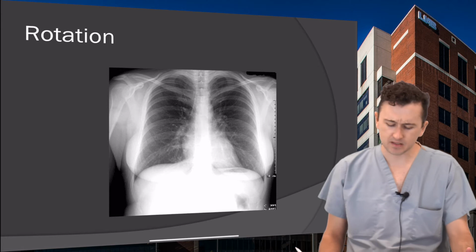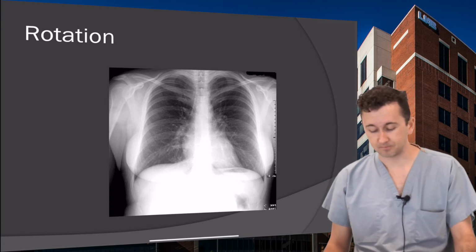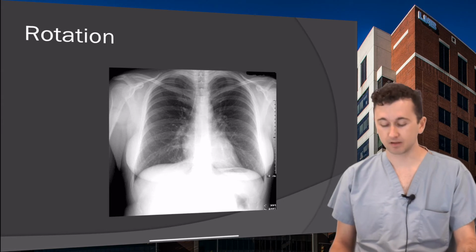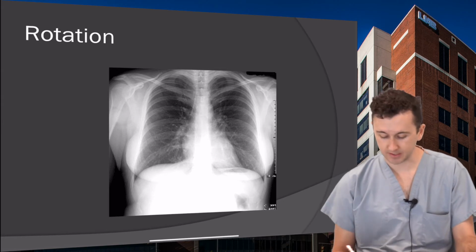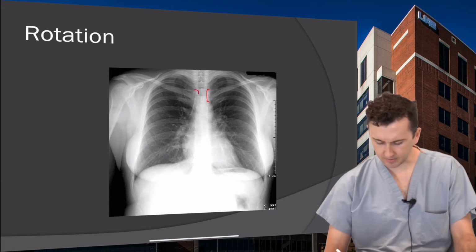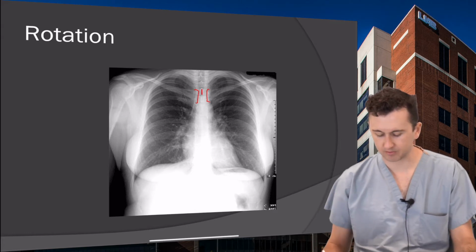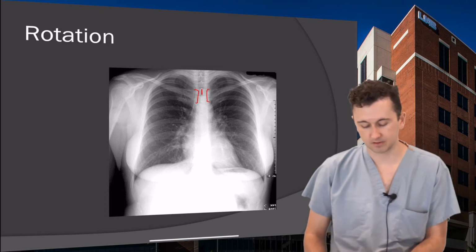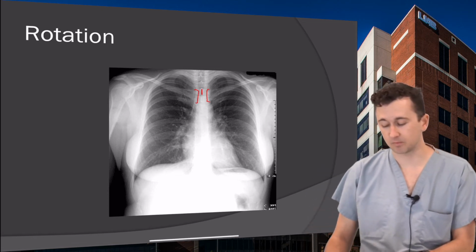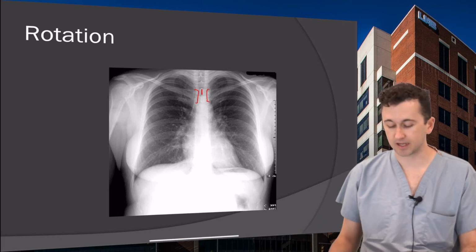So the easiest way to tell if a patient is rotated or not is to look at the medial ends of the clavicle, and each one should be equidistant from the spinous process. So here's our spinous process going up, and there's one medial end of the right clavicle and the other medial end of the left clavicle, and they're essentially equal distances apart. So if a patient is rotated, there's going to be a drastic difference between how close each clavicle is.